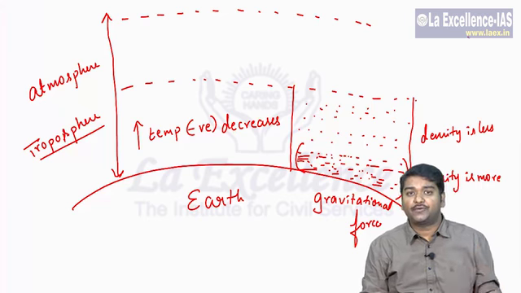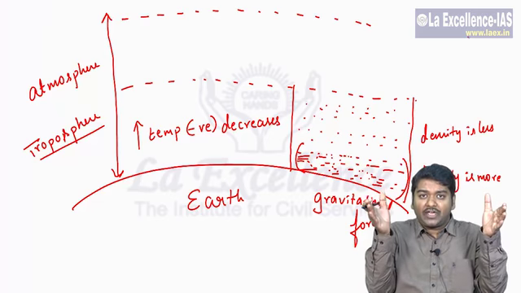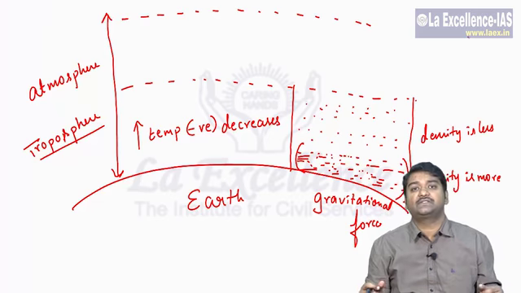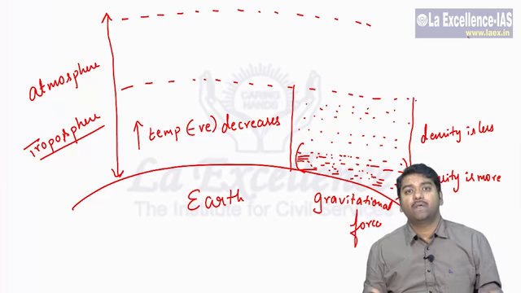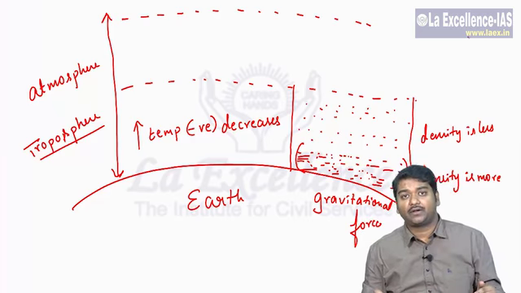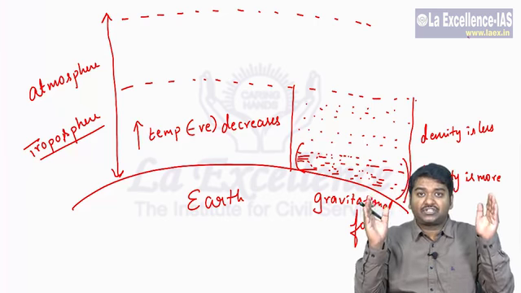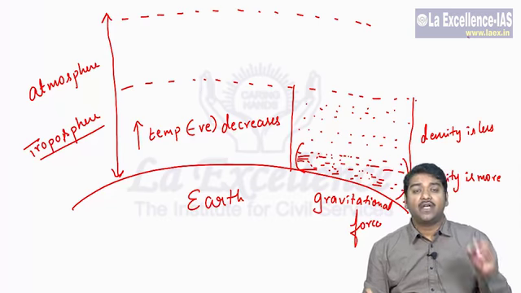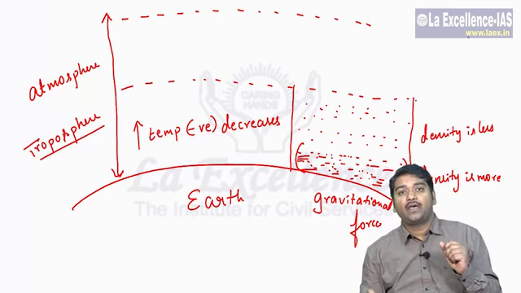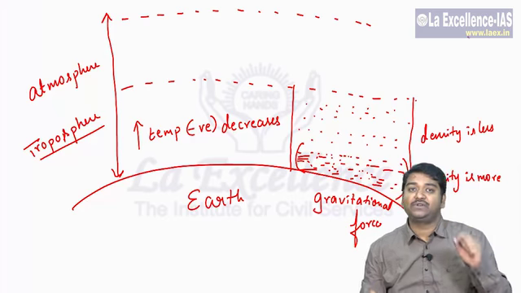But I'm just trying to tell you that because of Earth's gravity, a lot of air particles are present closer to the Earth's surface. As more particles are present in less space, they are naturally hotter when compared to the upper layers, which have the same space but fewer particles. This is what we say: with increasing height, particles decrease, and at the same time temperature also decreases.